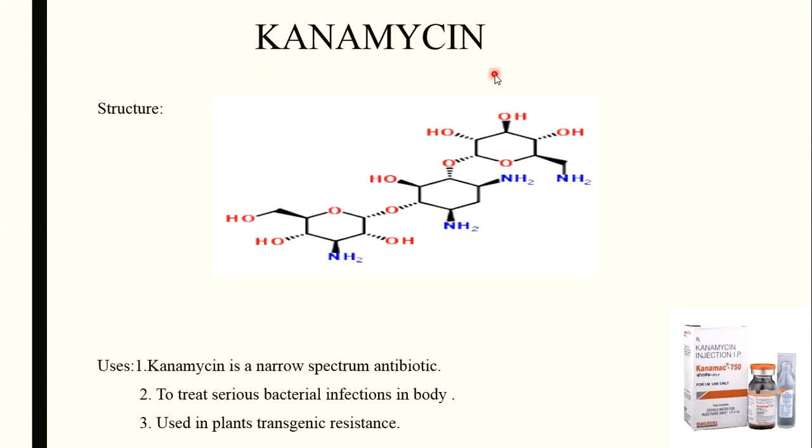Next structure is kanamycin. Kanamycin is also one of the aminoglycosides. It contains hexose sugars which are interlinked with glycosidic linkage. Various substituents are attached at different positions. Kanamycin is a narrow spectrum antibiotic. A narrow spectrum antibiotic is an antibiotic which can be used for the treatment of a single species. It is used to treat serious bacterial infections in the body and used in plants for transgenic resistance. These are the various aminoglycosides.